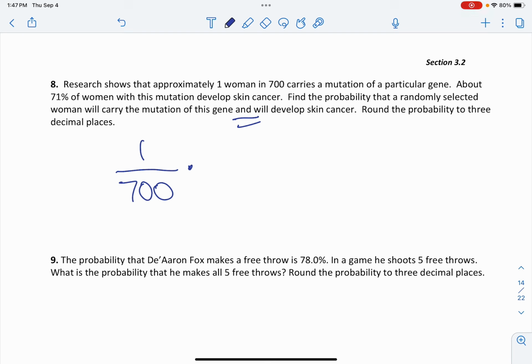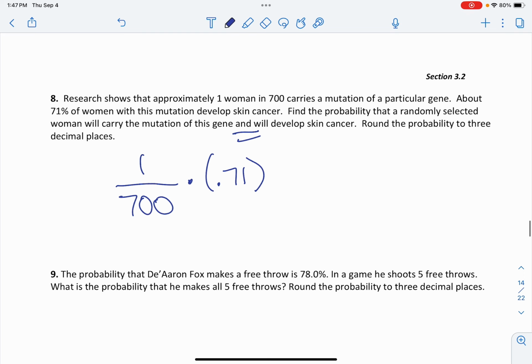So I would just multiply this by the 0.71. That 0.71 has the condition already baked into it, the way it's read. So that's all I got to do with this one. Notice I converted that percentage to a decimal for the calculation. So basically I'm going to do 0.71 divided by 700. This ends up being about 0.001. So maybe double check that with your calculator.